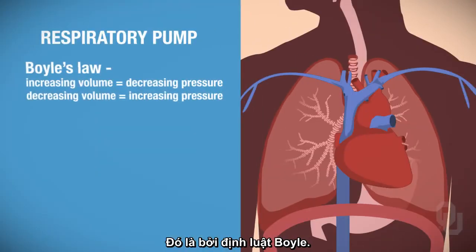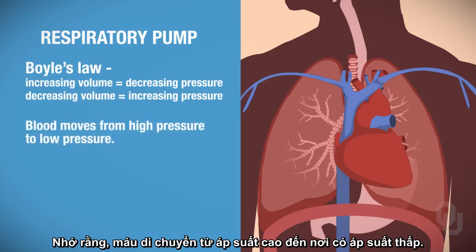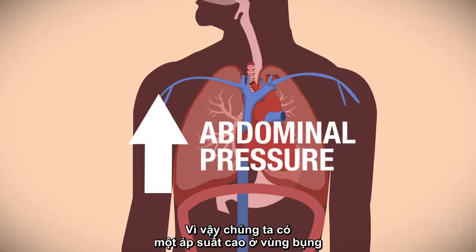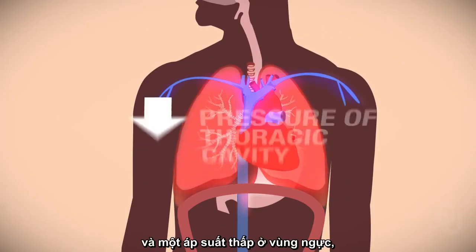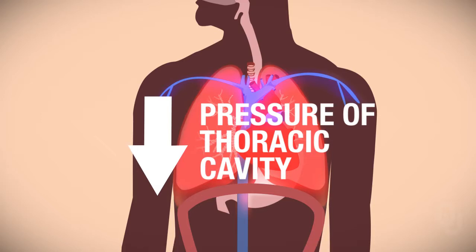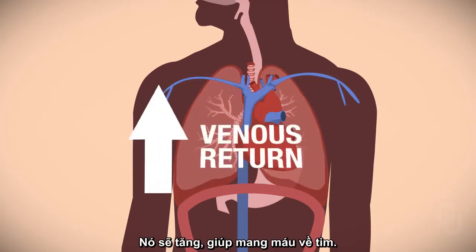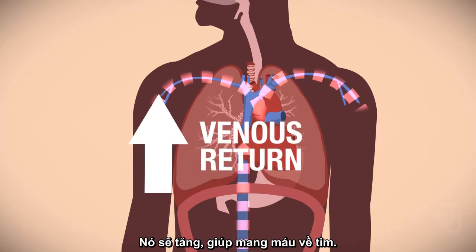This is due to Boyle's law. Remember that blood moves from a high pressure toward a low pressure. So we have a high pressure in the abdominal area and a low pressure in the thoracic area. What will this do to venous return? It increases, which brings blood back to the heart.